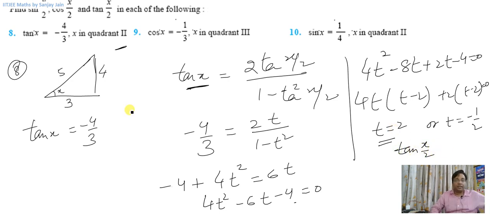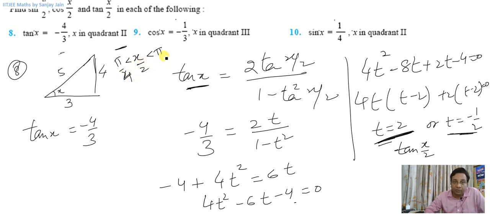Now x lies in second quadrant, right? So tan of x is negative. What about tan of x by 2? It is either 2 or it is minus 1 by 2, right? X lies in second quadrant, that means x goes from pi by 2 to pi, right? If it is in second quadrant, right? So x by 2 will go from pi by 4 to pi by 2.